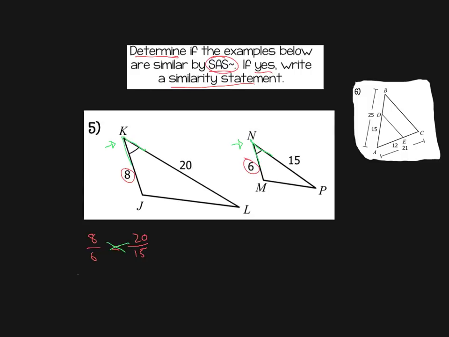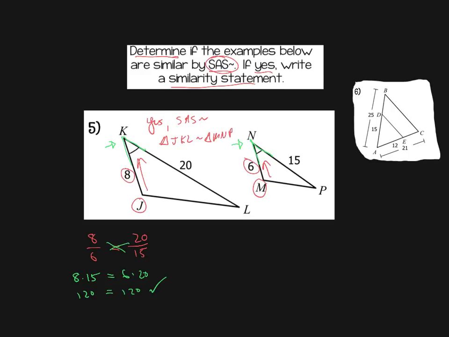First, let's check the multiples. Is 8 times 15 equal to 6 times 20? And yes, that's true. So we're going to say yes by side angle side similarity. Triangle JKL is similar to triangle. If we started at J and went down the short side towards there, we're going to start at M and go towards the short side towards N. So that's going to be M, N, P.